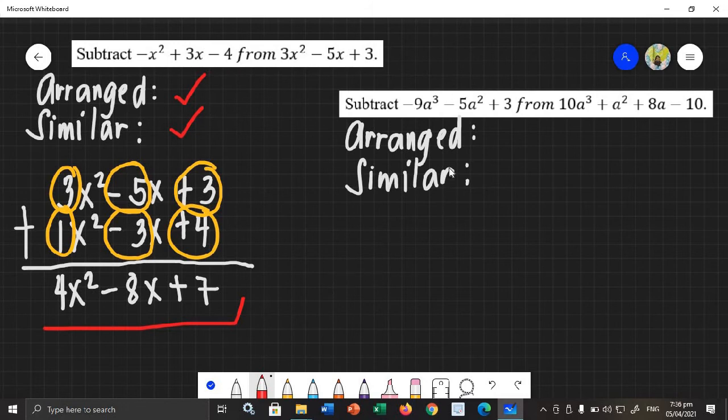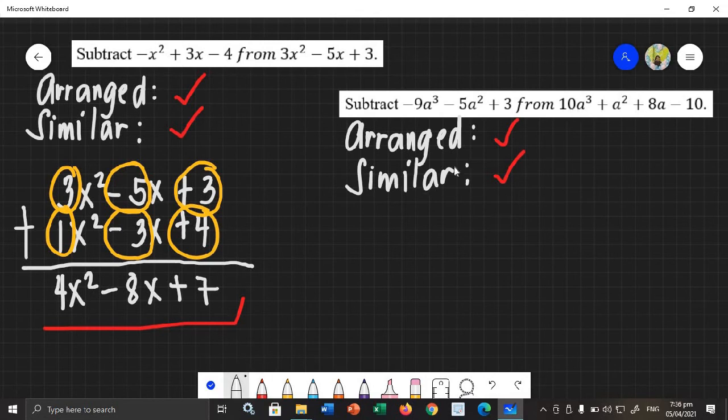How about the last example? So, we will be subtracting negative 9a raised to the third minus 5a raised to the second plus 3 from 10a raised to the third plus a raised to the second plus 8a minus 10. So, observe natin kung naka-arrange sila. Both, yes, naka-arrange. And they also have similar terms. So, we can subtract them.